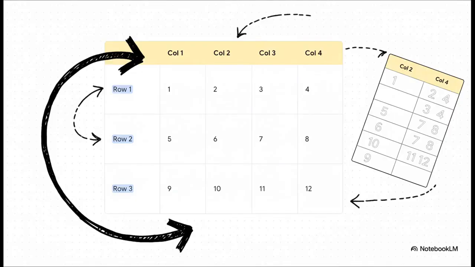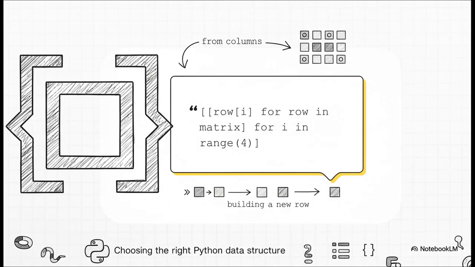Okay, let's tackle something a bit more complex. Transposing a matrix. Now that just means we're flipping its rows and columns. So we start with this 3x4 matrix, and our goal is to turn each of those rows into a column. Now, this might look a little intimidating at first, but I promise it's just a nested list comprehension.